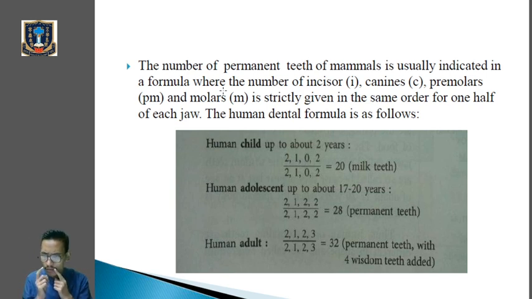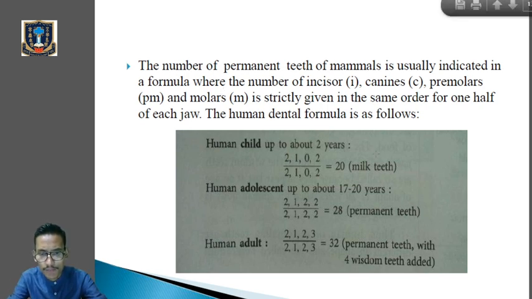We are not writing the dental formula of the entire jaw, the entire set of teeth in the entire jaw. We are just going to write the dental formula of the teeth for 1/2 of each jaw. So this half of the teeth we are going to write the dental formula. Remember the symbols: I means incisor, C means canine, PM means premolar and M means molar. Clear? So let's go with the dental formula of the human child up to 2 years.